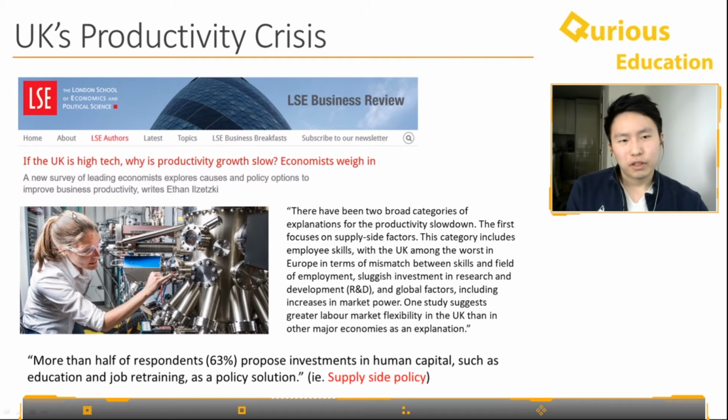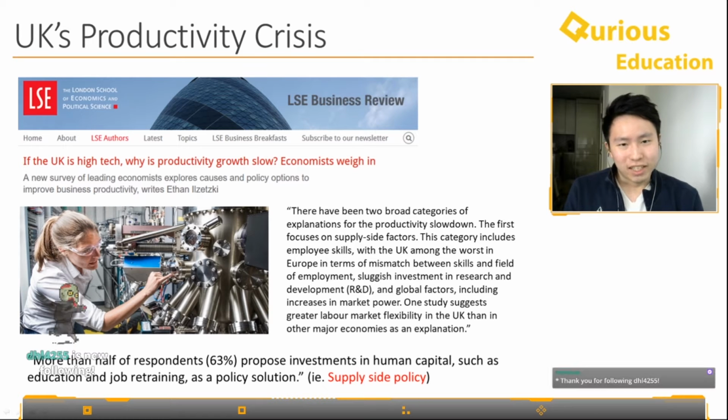So of course it's important to find out why. A lot of economists study the subject in order to figure out these problems and how to solve them, right? So why is the UK suffering from such a productivity crisis? So in general, we look at two main factors as economists.